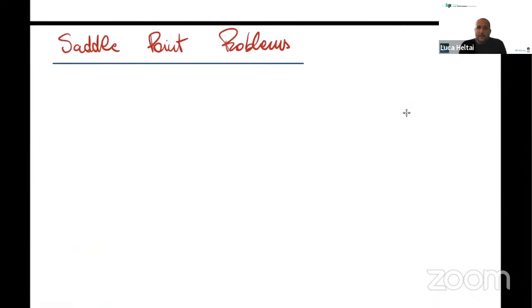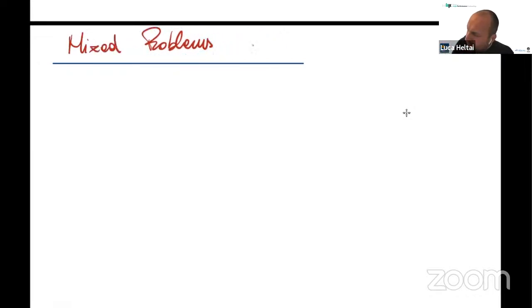So saddle point problems are a generalized version of, it's probably not the correct way to write this, let's call this mixed problems. These are saddle point problems only when you have a symmetric linear operator, but the theory that we're going to say today is going to be much more general with respect to that, okay?